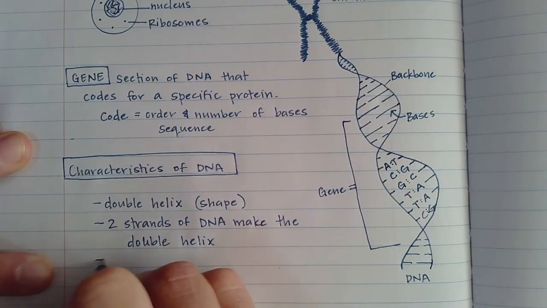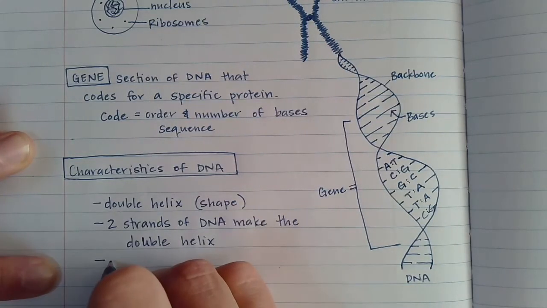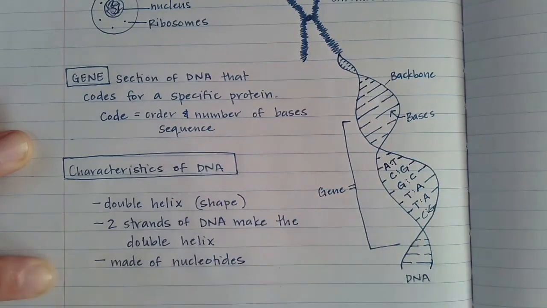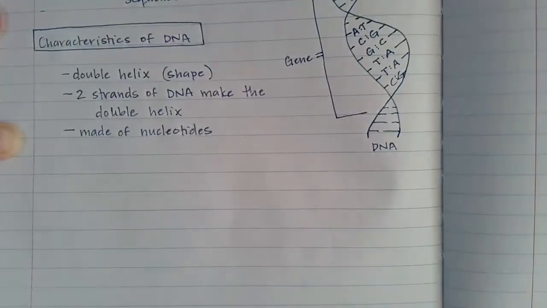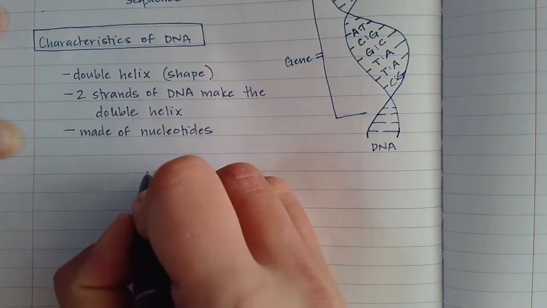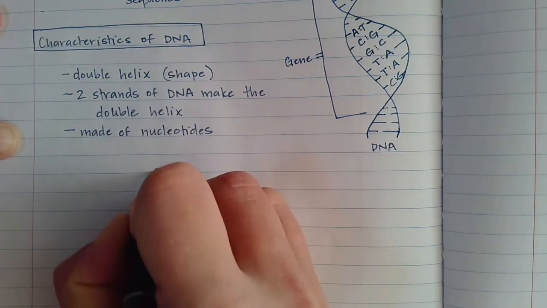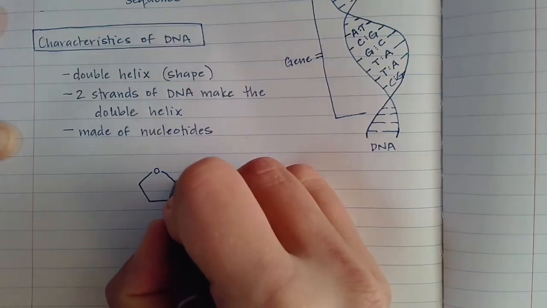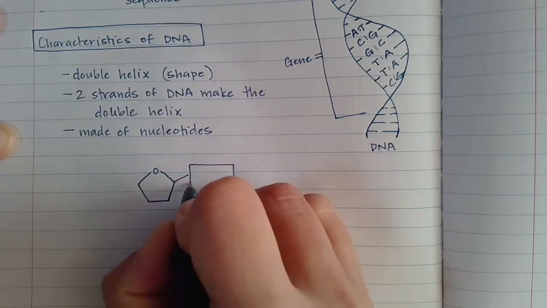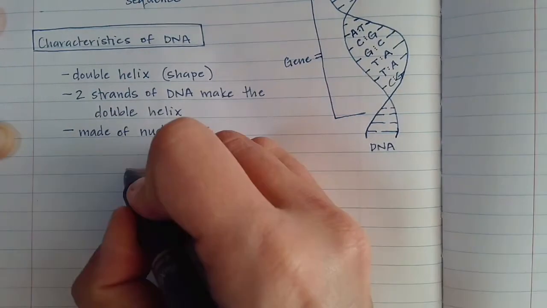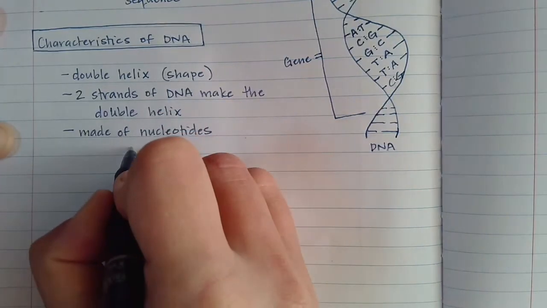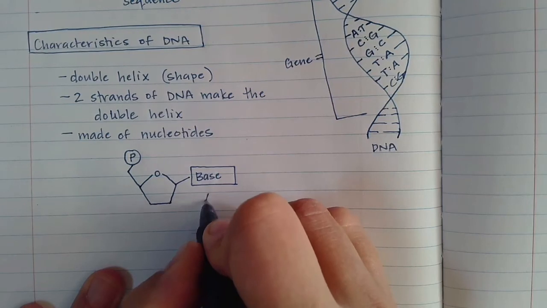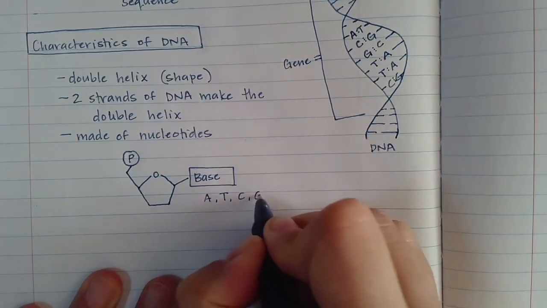Now, those DNA strands, the individual strands, are made of nucleotides. What do I mean by a nucleotide? Well, nucleotides are made up of a sugar, specifically a sugar called deoxyribose. And that sugar has this sort of shape. And that deoxyribose sugar has a base attached on one side. It has a phosphate attached on the other side. And the bases that we're talking about here are the A, the T, the C, and the G.